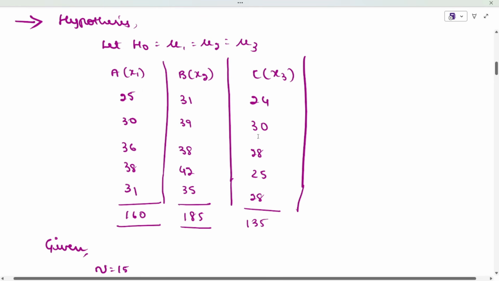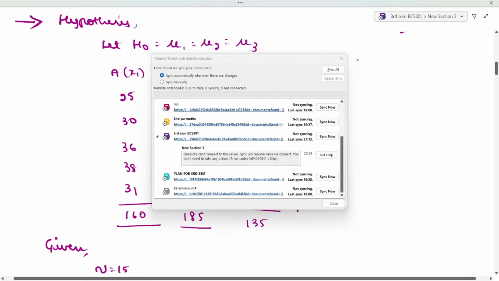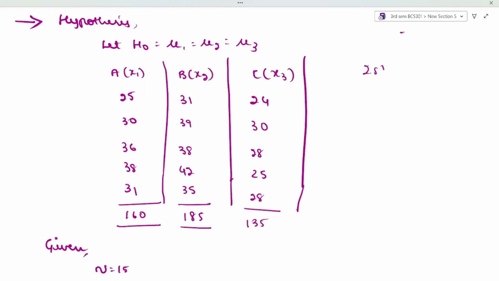Thirty into 30 plus 36 into 36 plus 38 into 38 plus 31 into 31. You will get it as 5226. That means you have to do, I hope you got it, 25 square plus 30 square plus 36 square. You need to square it.